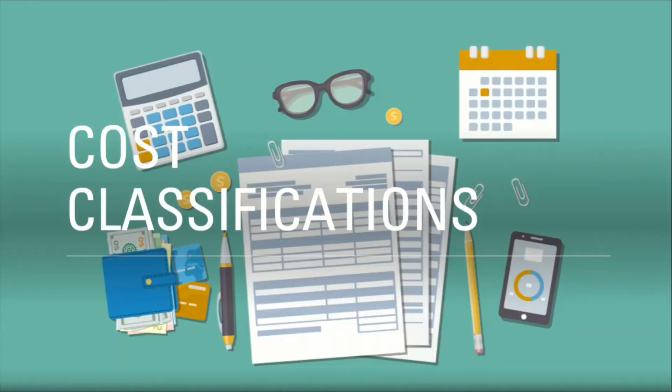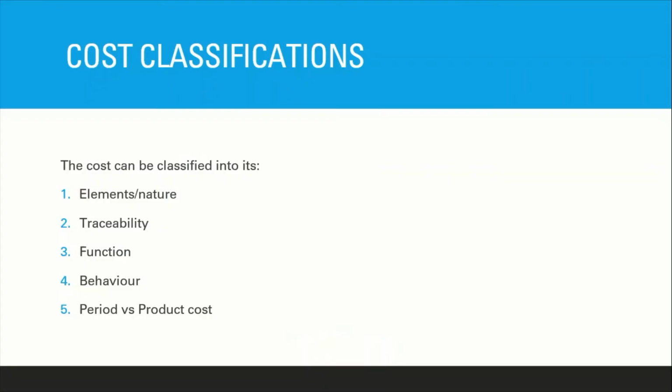Okay, now we go into our second part, which is to know the cost concept and cost terminology. Under cost classification, let's begin. Cost can be classified under 5 names. First, element or nature. Second is traceability, function, behavior, and period-based product cost. Okay, let's go one by one.